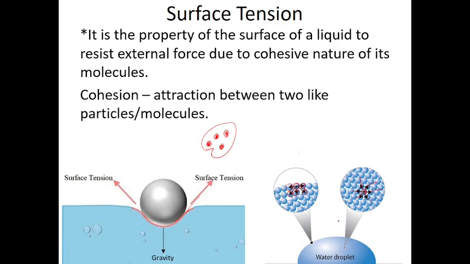So, kaya nagkakaroon ng ganitong form, spherical form ng water droplet, dahil nagkakaroon ng attraction between two like molecules, which is molecules of water, dito sa example natin.